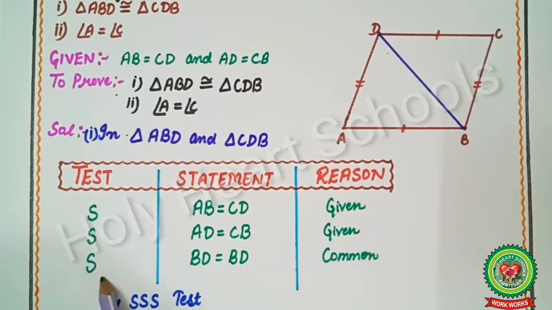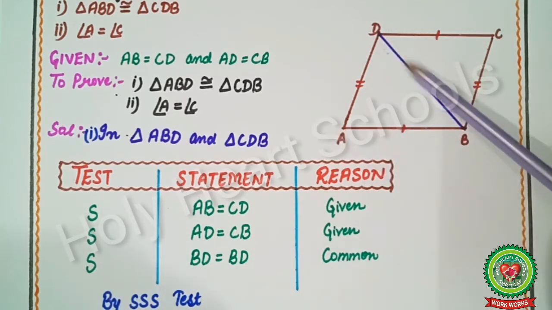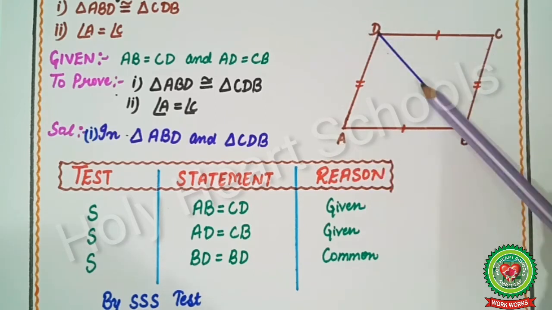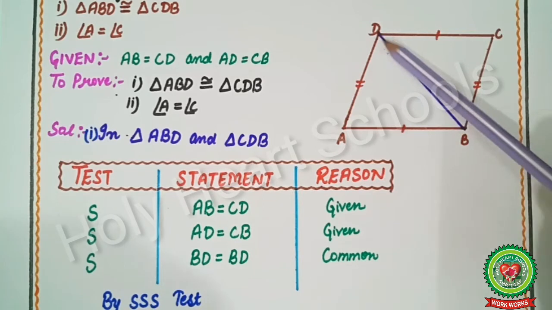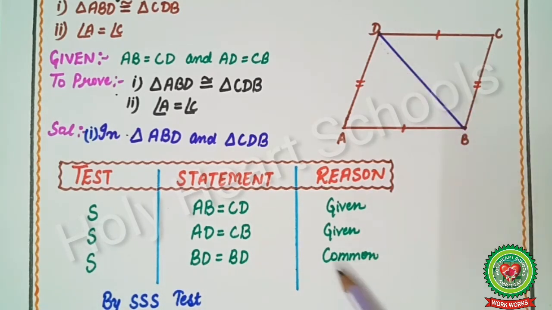Next, the third side again we are going to take. Third side will be BD. In both these two triangles, ABD and CDB, you can see that BD is coming. So that means BD is equal to BD, and which is common.